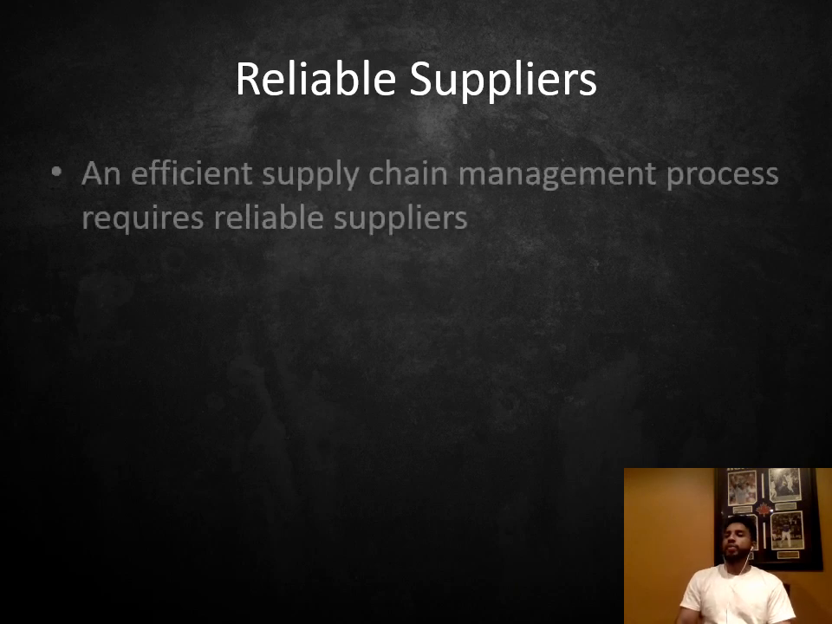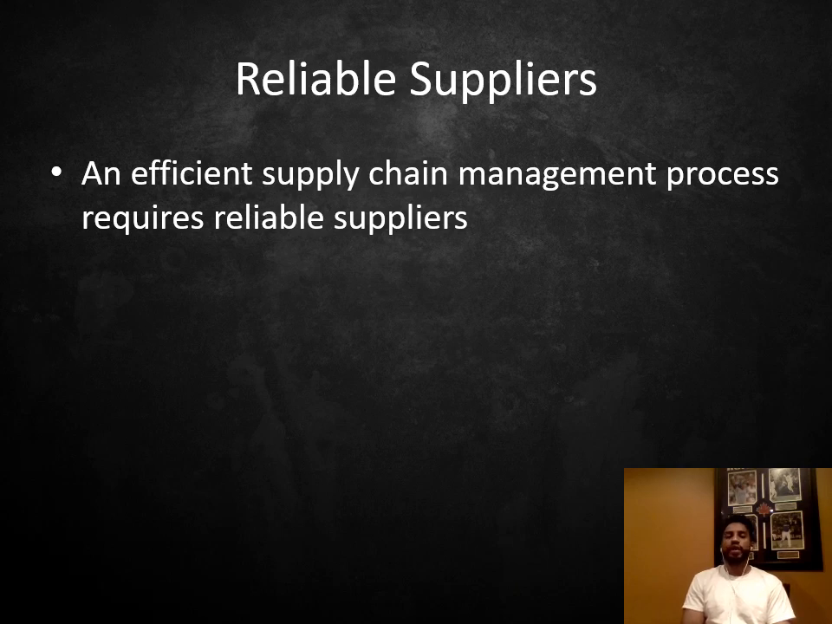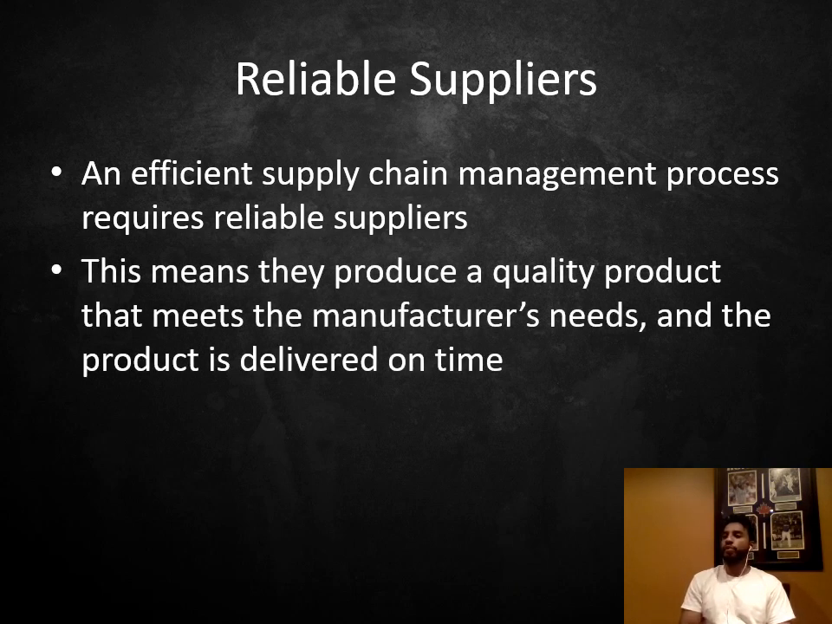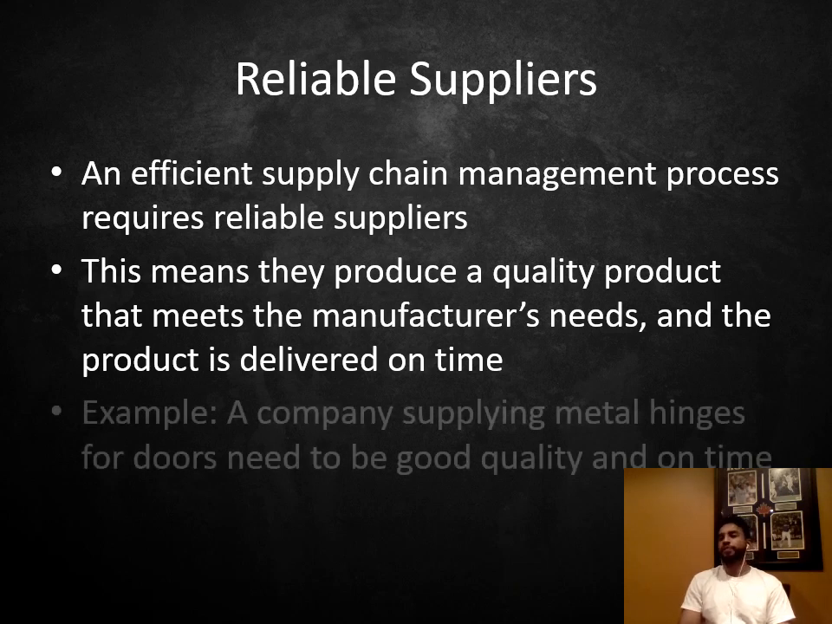Having reliable suppliers. An efficient supply chain management process requires reliable suppliers. Like I just said, you want to have the most efficient supplier. In an efficient supply chain management process, right off the bat, the first stage is to have reliable suppliers. This means they produce a quality product that meets manufacturers' needs and the product is delivered on time.